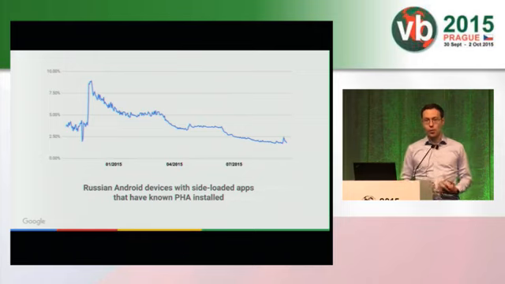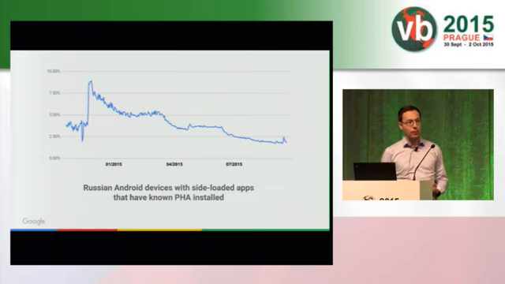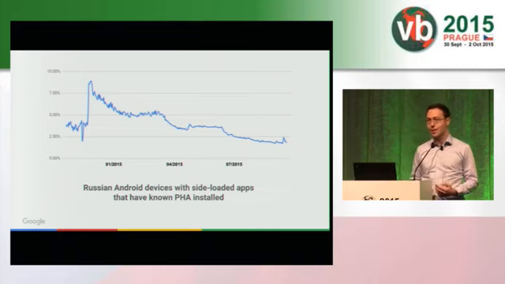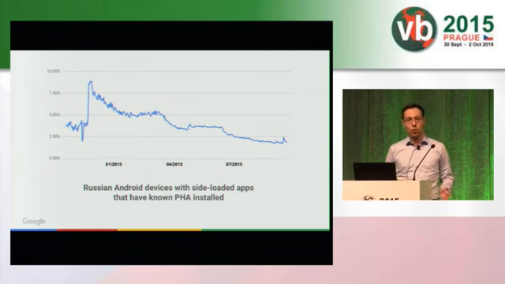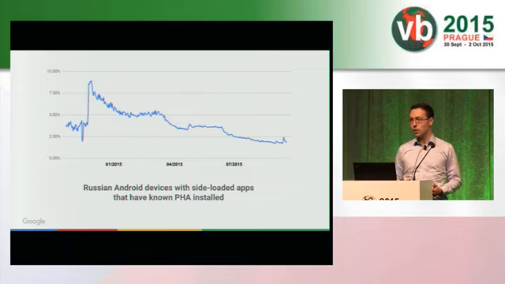And so here's a chart that shows what Safety Net found out for Russian devices that sideloaded applications in 2015. In late 2014, early 2015, about 8% of all Russian devices that use sideloaded applications had a PHA installed. And that's quite significant. It's a very large percentage. And that was one of the reasons why we focused in our device cleanup on Russia, specifically on one of those Russian bank phishing families that was quite widespread at the time.